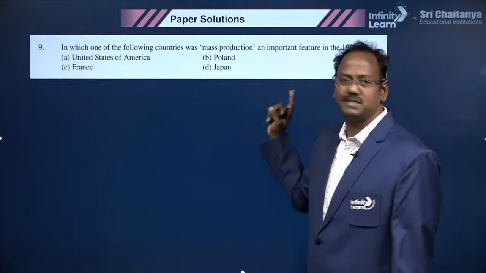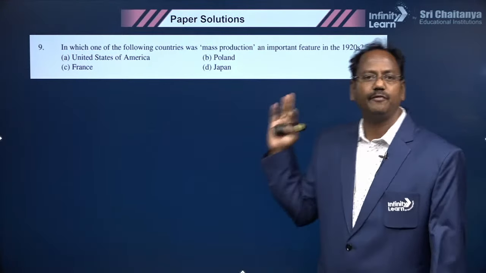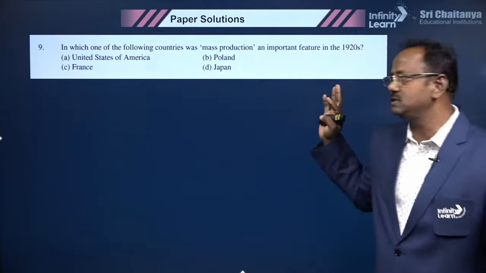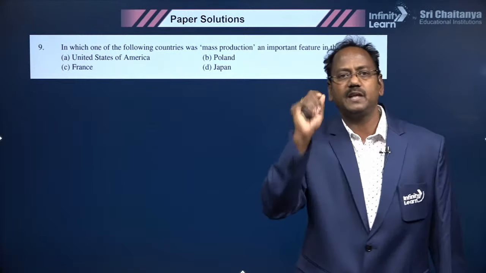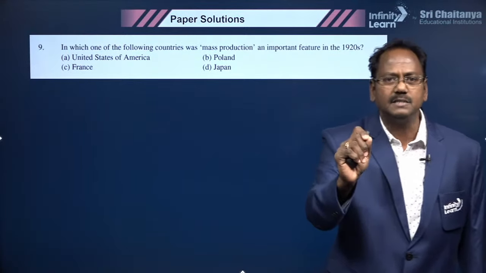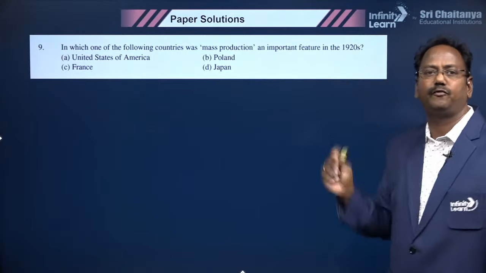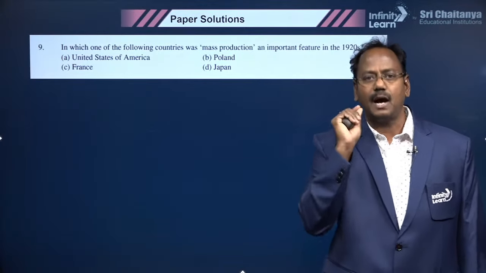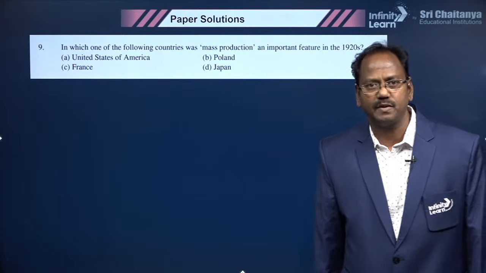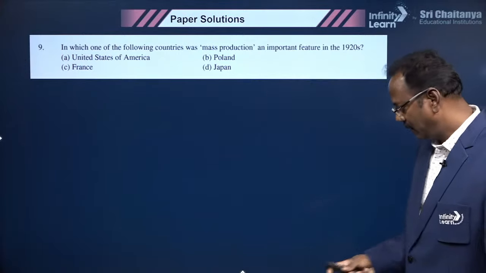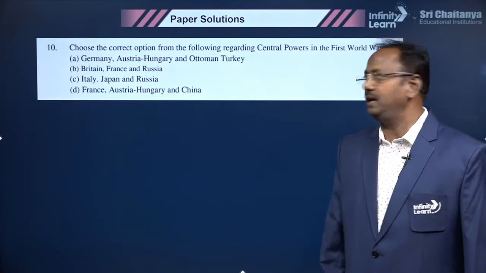Now out of the four options, Poland, Japan, France, we cannot take as the right answer. Then A, United States of America. So in the early 1920s, they concentrated on mass production and they started the manufacturing industry, the car automobile manufacturing industry. So the answer is A. Then we go for question number 10.